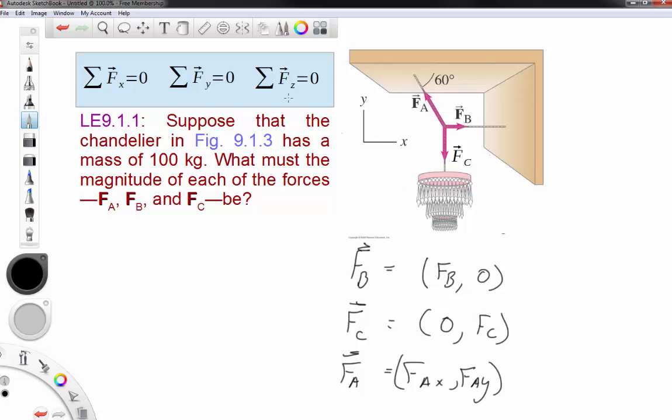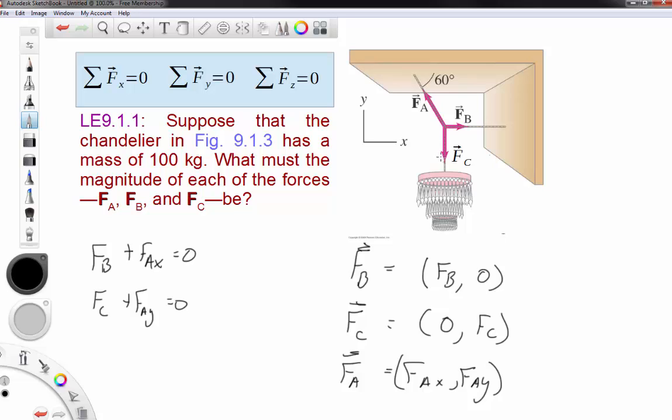And we need for these three forces to add to 0. So basically what that means is that FB plus FA in the x direction is 0, and FC plus FA in the y direction is 0.